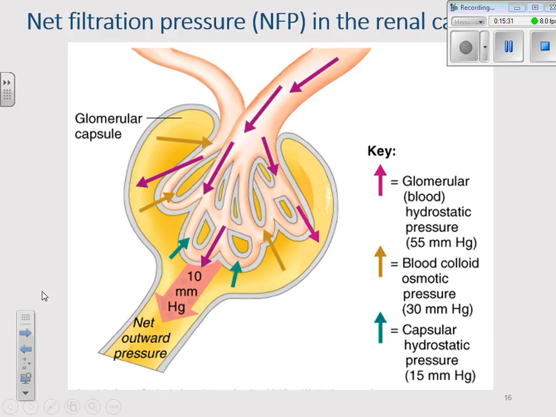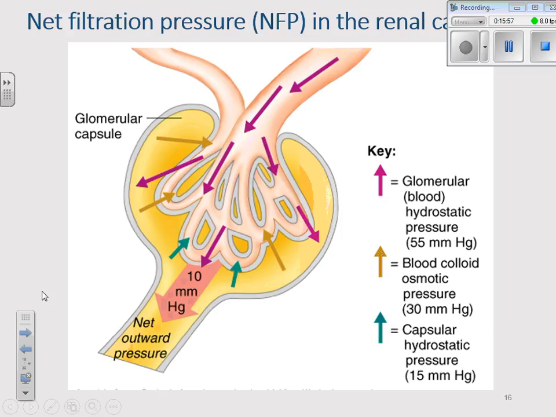Now these, under normal circumstances, if your kidney's functioning properly, have these values: the glomerular blood pressure, the hydrostatic pressure there, you've got 55 millimeters of mercury. The osmotic pressure, the water potential, if you like, in the blood is about 30, and then the pressure in the capsule is about 15.